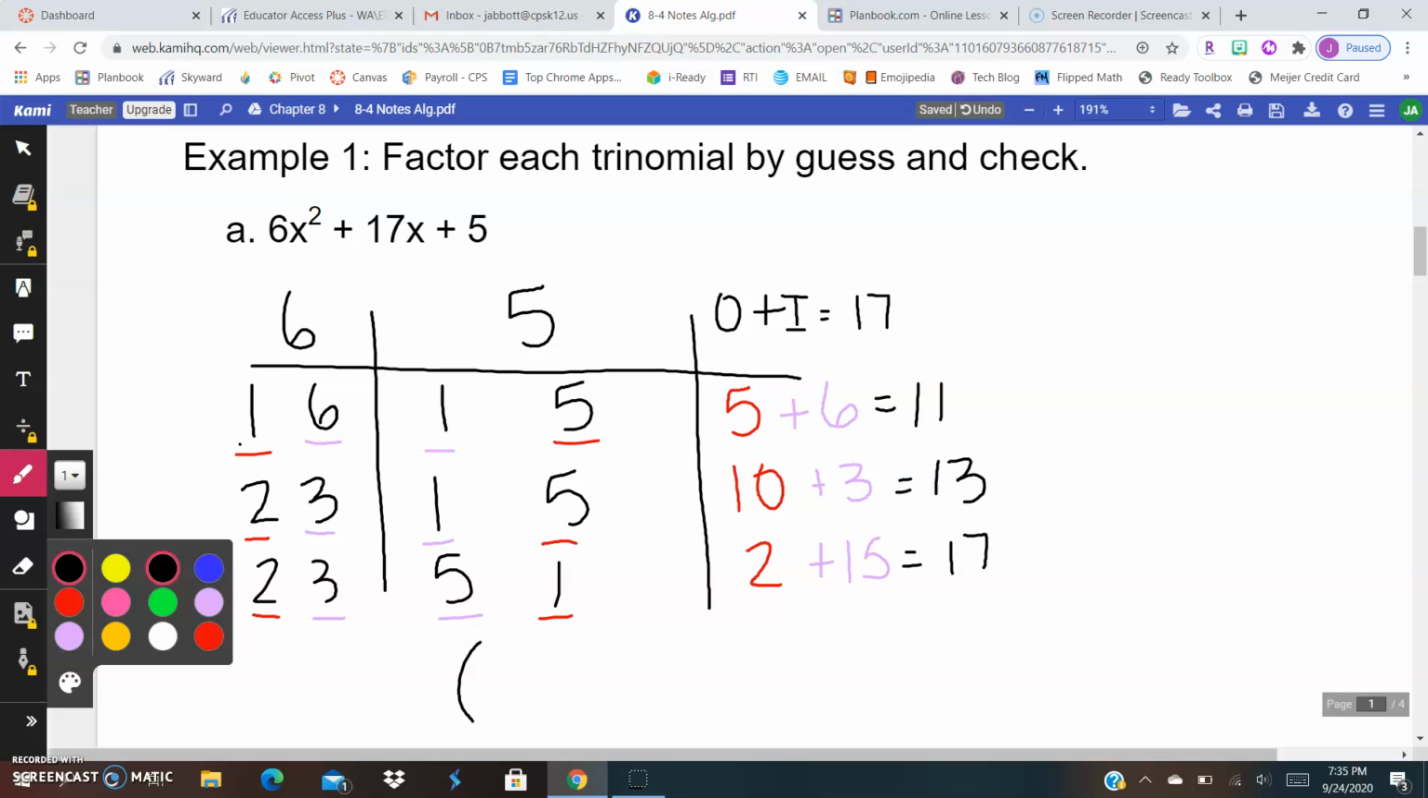So we have to write our 2 sets of parentheses. The 2 and the 3, the column of 6, that gives us our x values, our coefficients for our x. So I have 2x first, so that goes in the first set. I have 3x second. Then I go to the column for the 5, factors of 5. I have 5 and then 1. So plus 5 goes first, and a positive 1 is second.